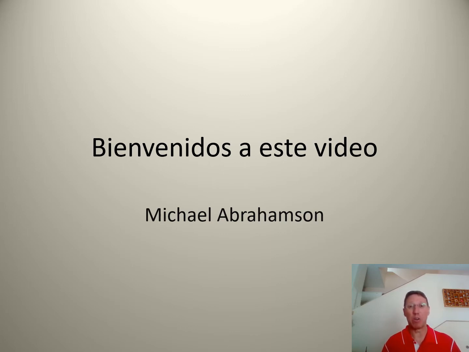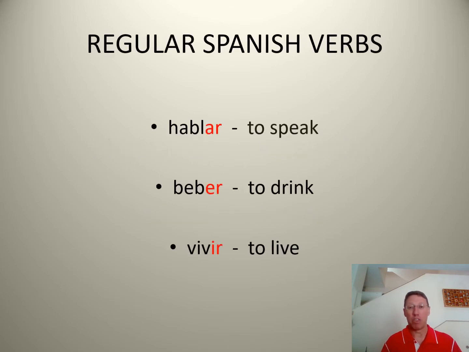In this video we'll look at how to conjugate verbs in the present tense in Spanish, and we'll look at regular verbs, verbs that obey all the rules. So in Spanish there are three types of verbs based on their endings: your AR verbs, your ER verbs, and your IR verbs. So here are examples on the screen.